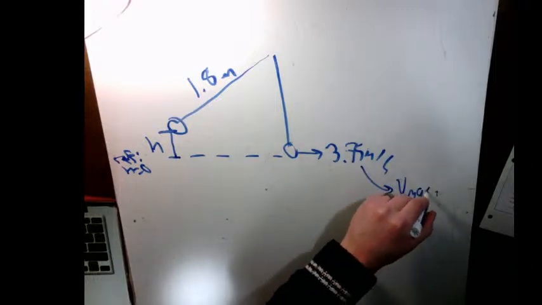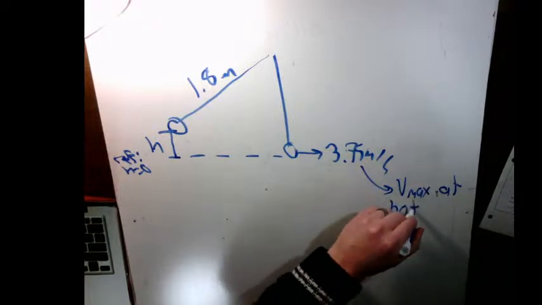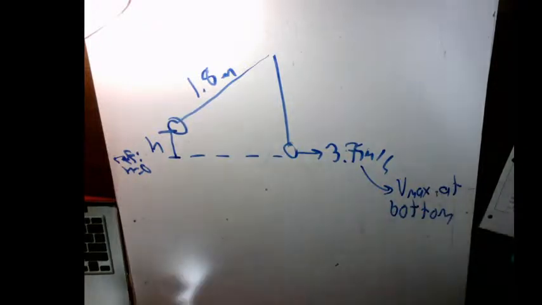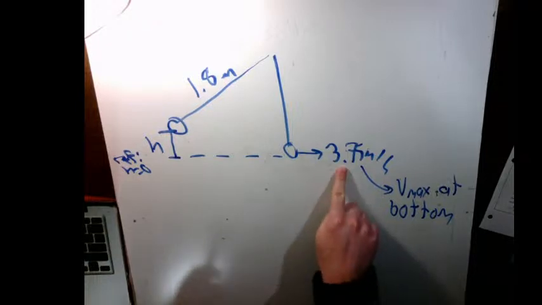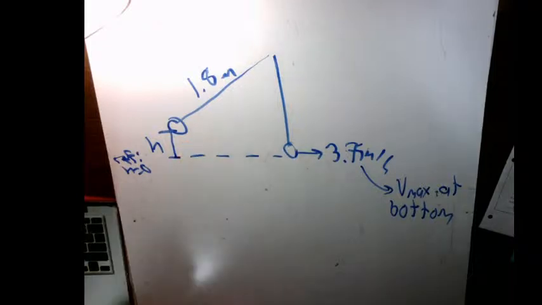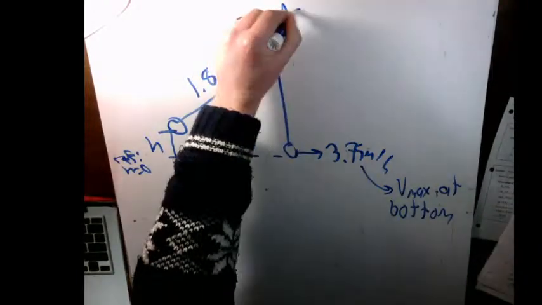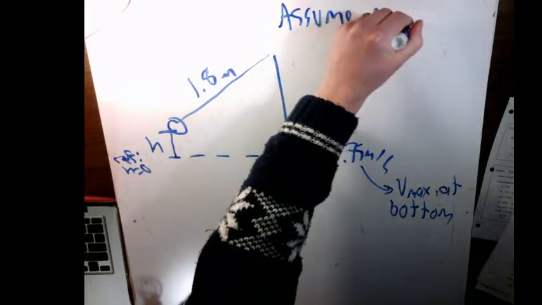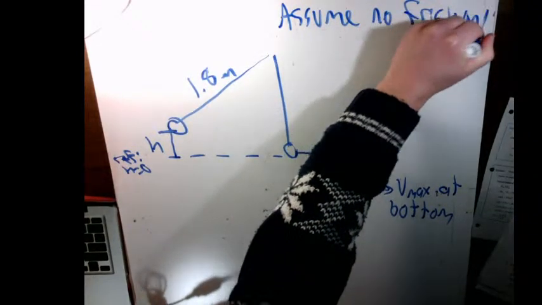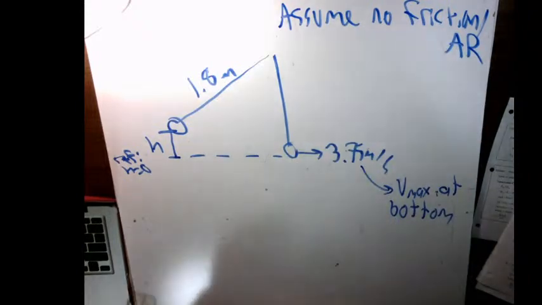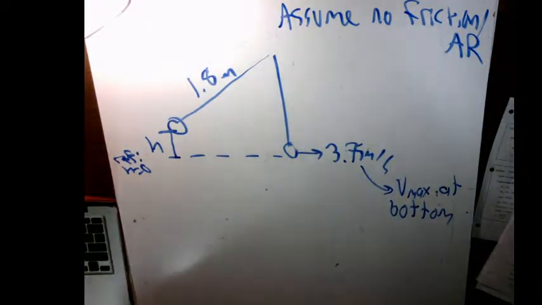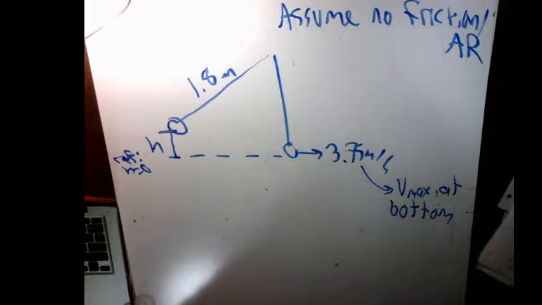We have max speed at the bottom whenever we're working with a pendulum. So this will be our maximum kinetic energy. And we're looking for its max height, which will be the maximum potential energy. So when we assume we have no friction or air resistance, we can look at this in terms of conservation of mechanical energy.